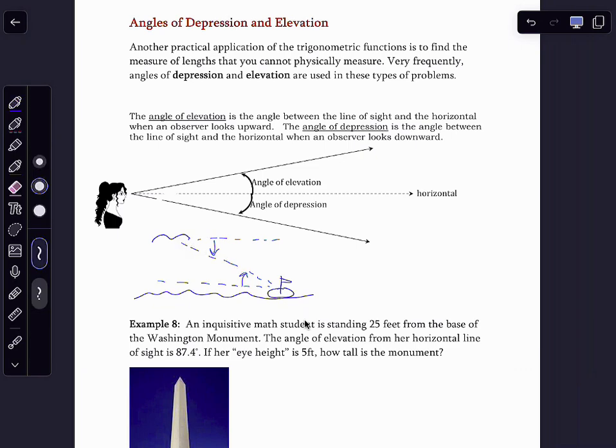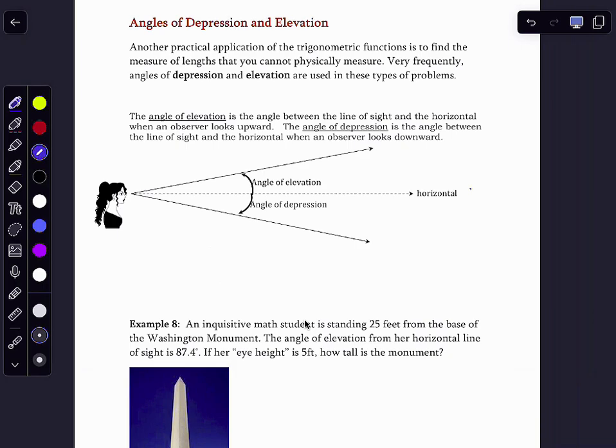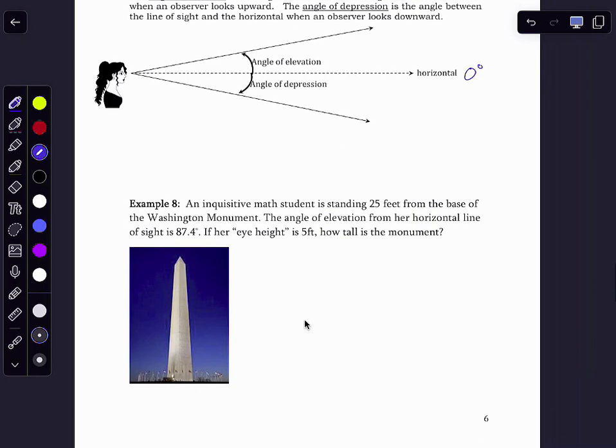And the reference is horizontal is 0 degrees, okay? So horizontal would be 0 degrees. And obviously you don't do problems where the angle of the triangle is 0 degrees. But that's what it's in reference to. Okay, let's do this last problem.